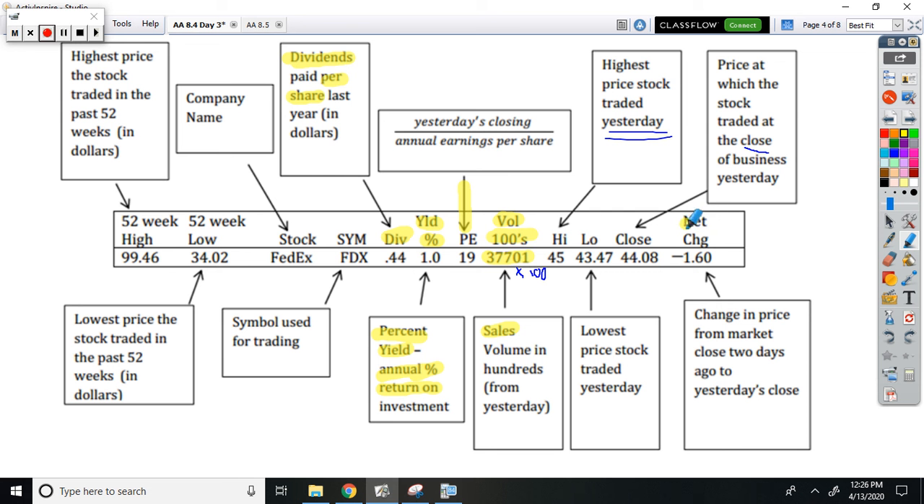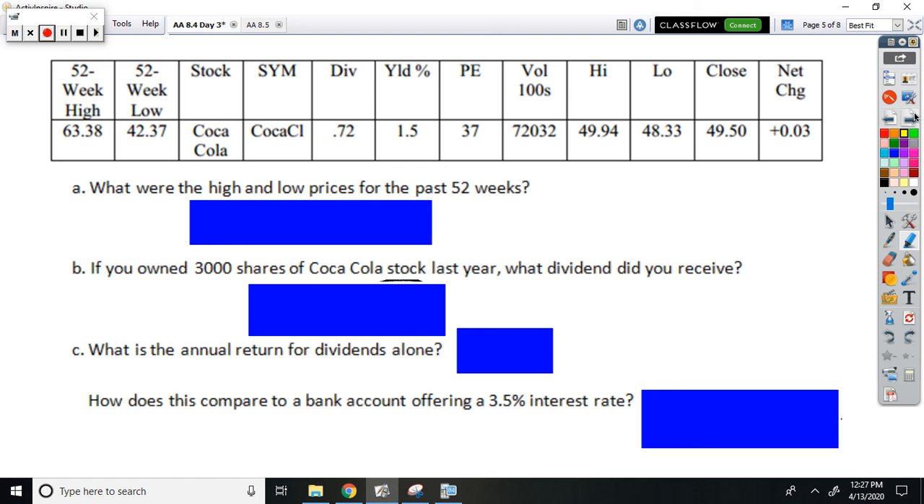And the last one is our net change. The net change column, you'll either see a plus or a minus. Technically, you could have a 0 there or an asterisk, but the net change is showing you the change in price from the market close 2 days ago to yesterday. Because you're reading this chart, it's technically like in a newspaper or online, it's backdated. So it's from 2 days ago to yesterday, how much the net change in price. So all we're going to ask you to do is to read a sample stock table and answer the questions.